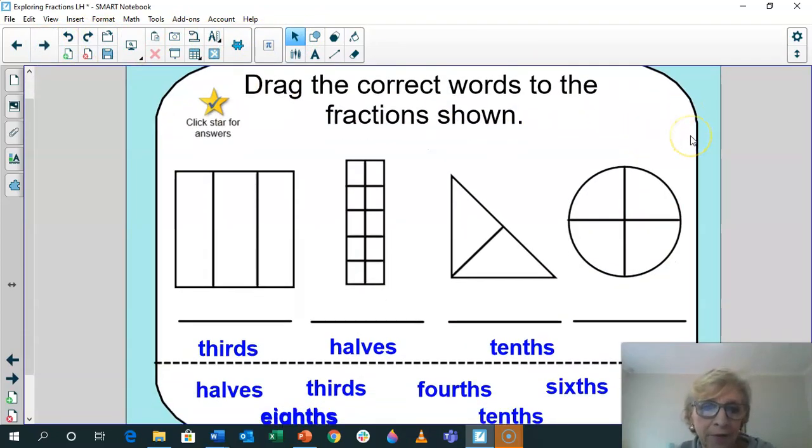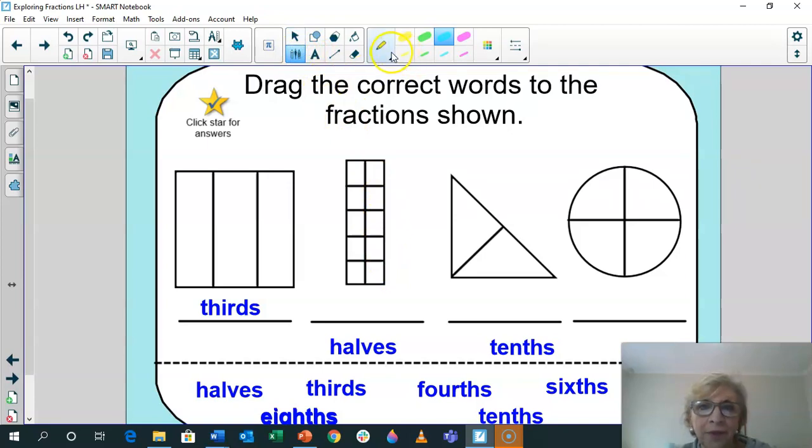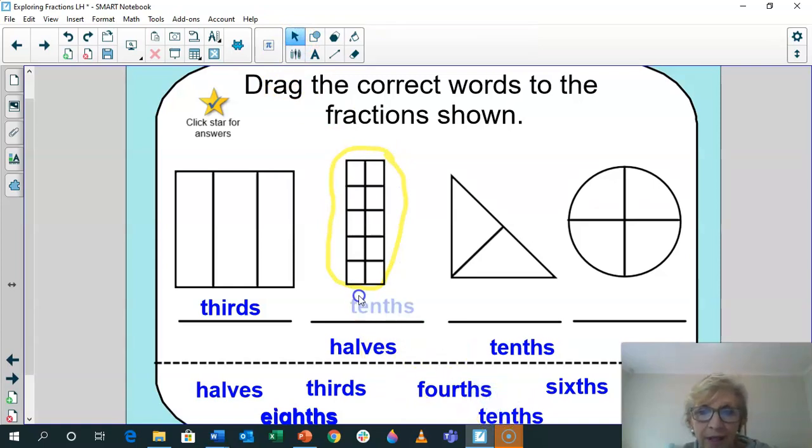Okay, now we're going to have some fun dragging these little fraction names, the correct words, to the fractions shown. So here is a square which has been divided into 3 equal parts. So it's been divided into thirds. That diagram there is showing thirds. How many parts can we count here? 1, 2, 3, 4, 5, 6, 7, 8, 9, 10. Right, so there are 10 equal parts here. And of course, that means that we're going to call them tenths.